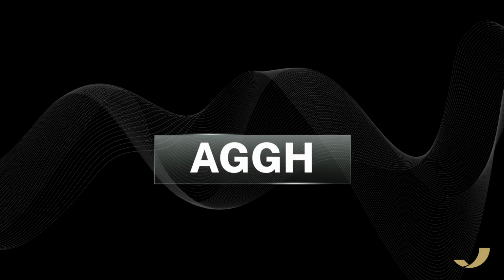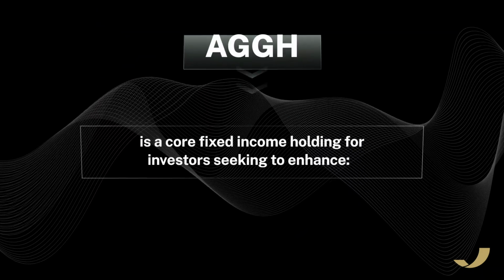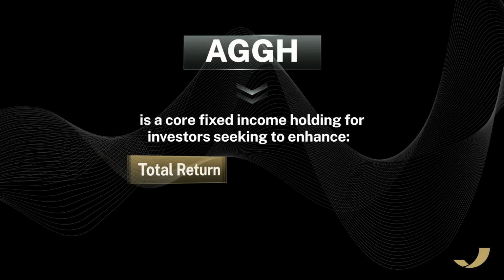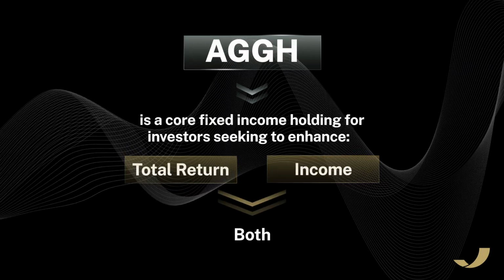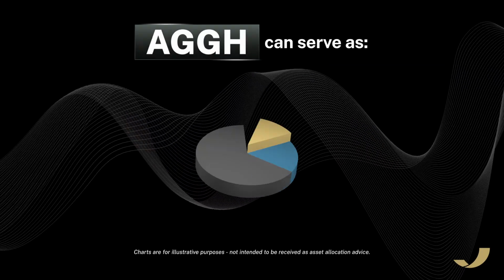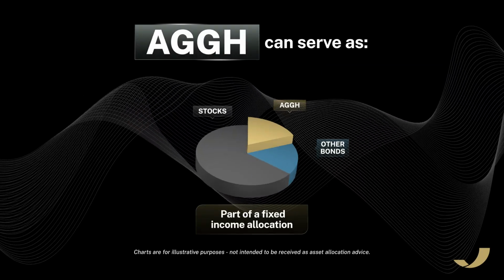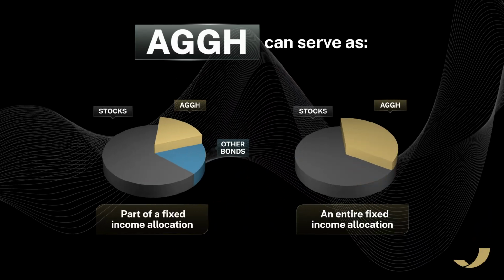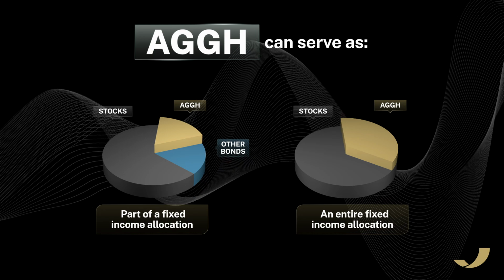AGGH has 2 portfolio use cases. It is a core fixed income holding for investors seeking to enhance total return, income, or both. It can serve as part of a fixed income allocation, or, due to its nature as a core holding, can serve as a single ticker fixed income solution.